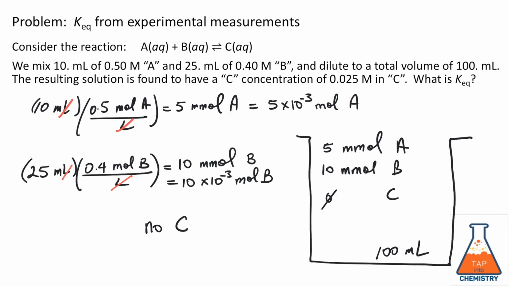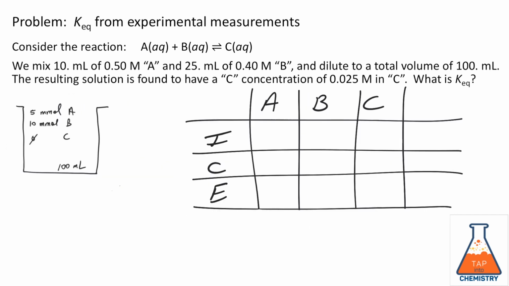Now we'll set up an ICE table in order to solve this problem. Remember, ICE refers to initial, change, and equilibrium. These are questions that we're going to ask. So the first square is: what is the initial concentration of A? We have 5 millimoles of A in 100 milliliters, which means we have an initial concentration of 5/100ths molar. The initial concentration of B is 10 over 100 molar, and the initial concentration of C is 0.